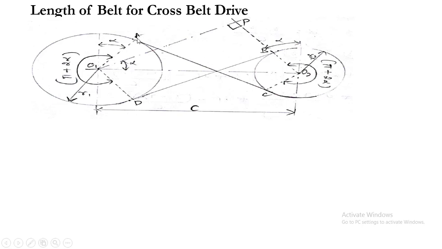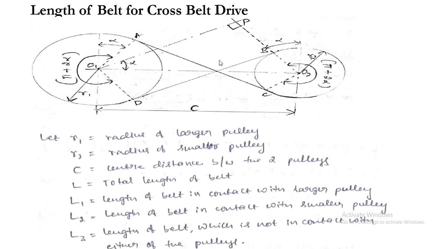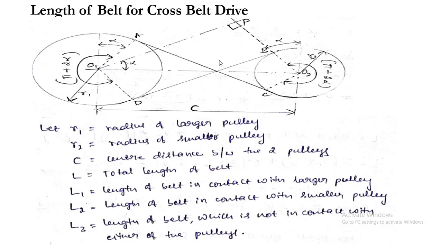And again point A is the point at which the belt leaves or comes in contact with the larger pulley, and point B is the point of contact of the belt and the smaller pulley. Point C again is a point of contact of the belt and the smaller pulley, and point D is the point of contact of the larger pulley and the belt. Yes, these are the points you need to mention clearly. After that, let us see which notations we will make use of here, one by one.